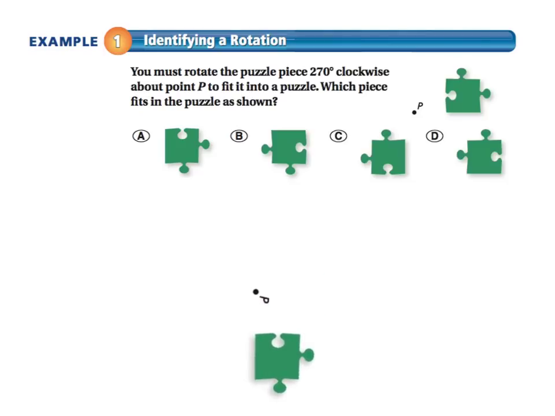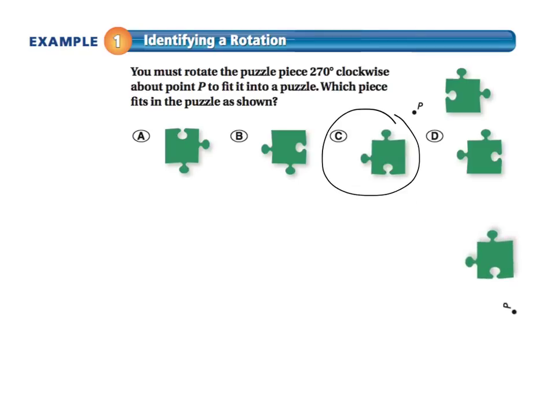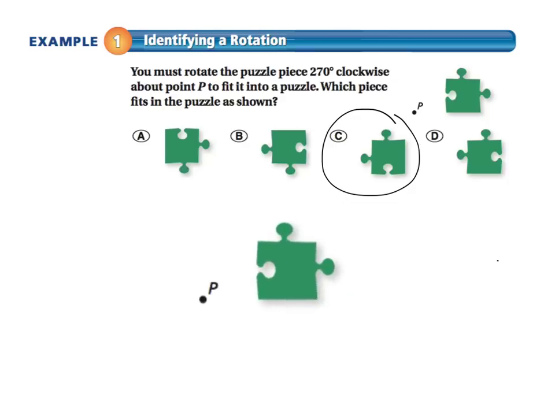So, there's 90 degrees. There's 180 degrees. There's 270. So which one of these matches 270? It would be C.